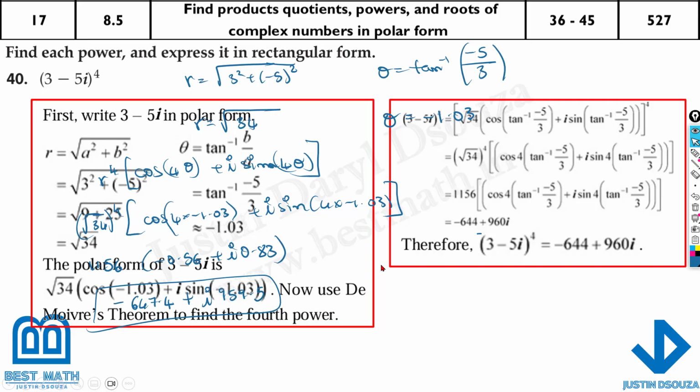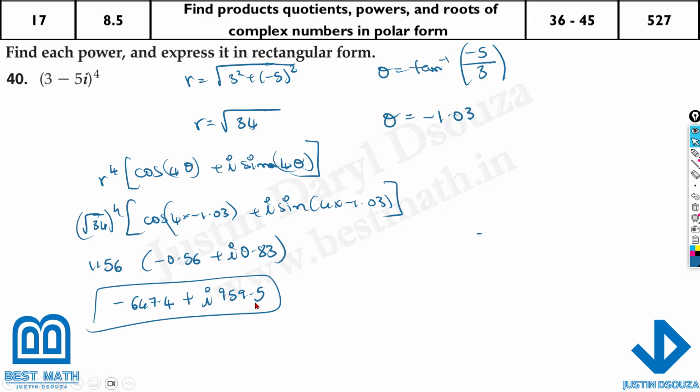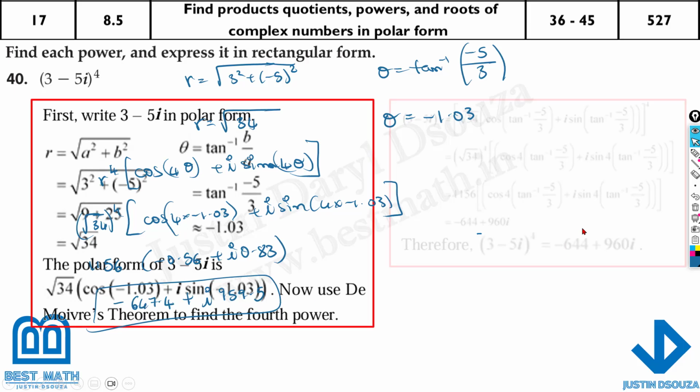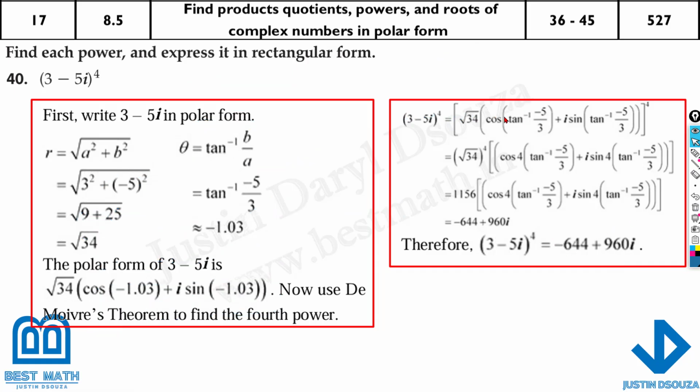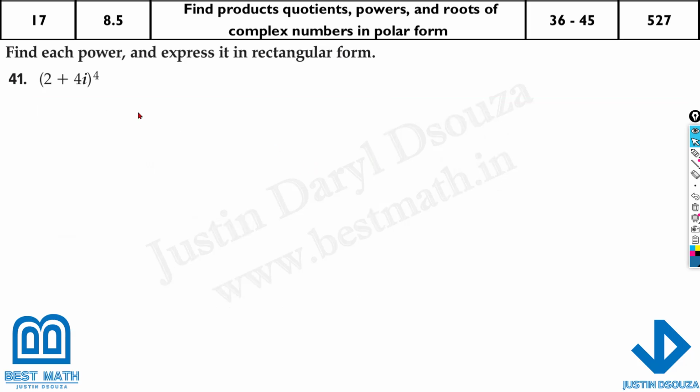Now you can see our answers are not exactly same, but it's very, very close, and that's absolutely fine. You will get full marks for this. It's almost 960, and over here it's 644, minus 644. So there we go. If you have taken the exact value, see over here they have taken tan inverse minus 5 by 3, you will get these. But it's fine, even if you take decimal points, you will get full marks.